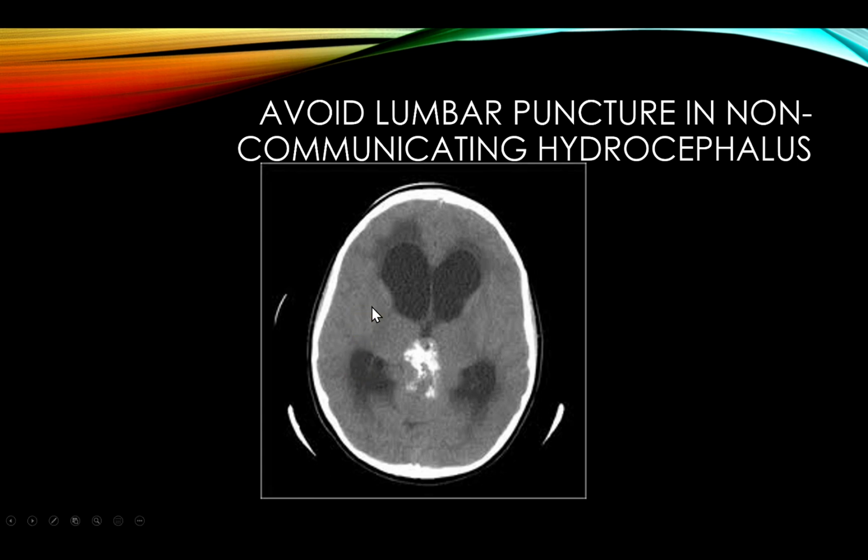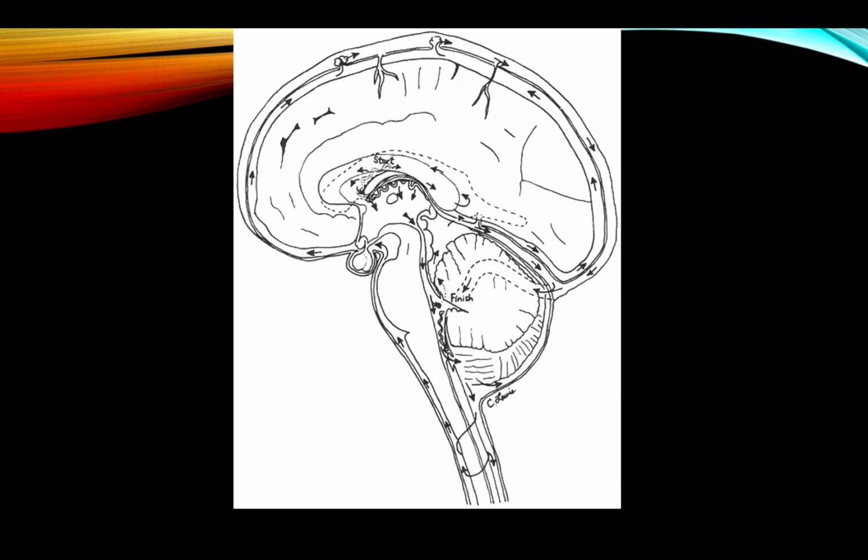Okay, so in general, and there are some exceptions, but we almost always want to do a brain scan before we do a lumbar puncture, to make sure we could not precipitate herniation if the patient has a non-communicating hydrocephalus. Now, a communicating hydrocephalus is most commonly due to scarring out here of the arachnoid granulations.